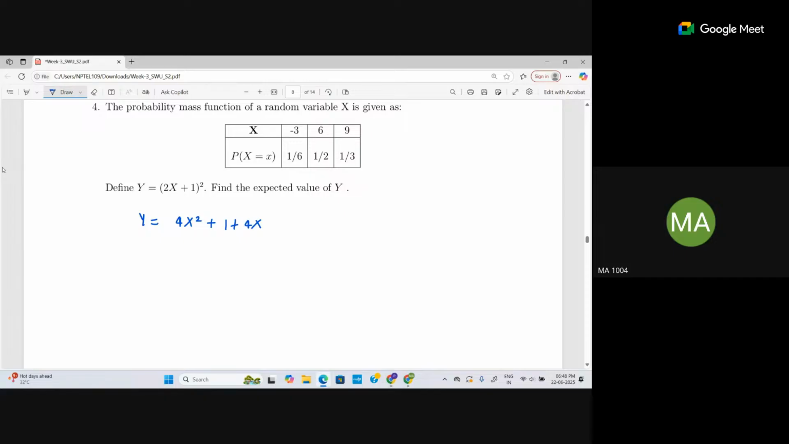Now if we take the expectation on y, and on the right hand side as well, so it will be 4 times expectation of x square plus 1. Expectation of 1 will be 1 only, right? Expectation of any constant value is always that value. Here C is some constant. So expectation of 1 will be 1, then 4 times expectation of x.